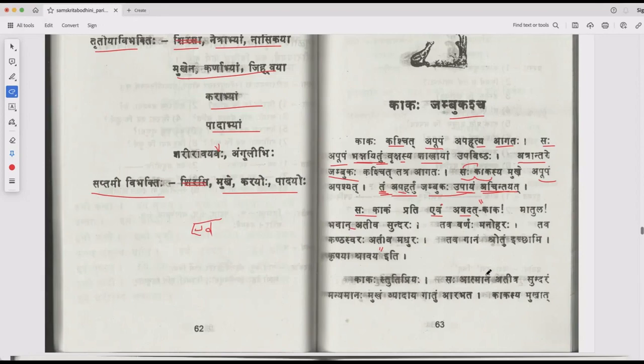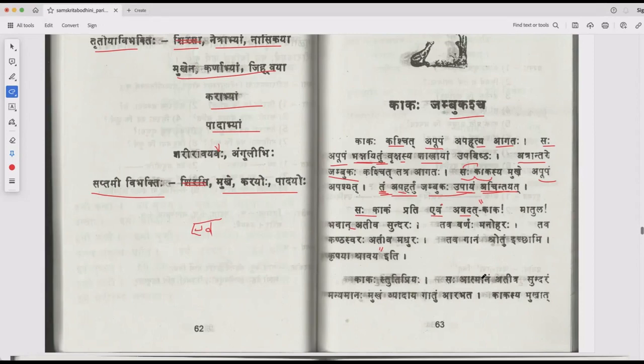Tava kantaswaraha. Your tava is a shashti vibhakti, right? Correct. Tava kantaswaraha ativa maduraha. It is very sing-song. No, the sound of your throat, kantaswaraha, is very sweet. Sweet, okay. Tava ganam shrotum icchami. This is again tumun pratyaya, shrotum. Tava ganam is your song, icchami.